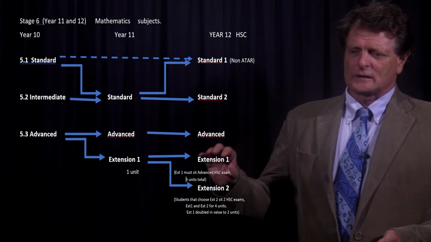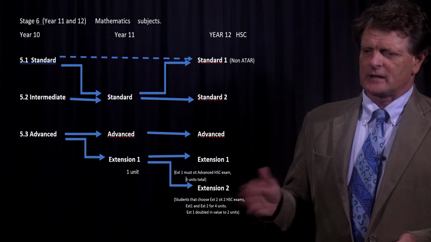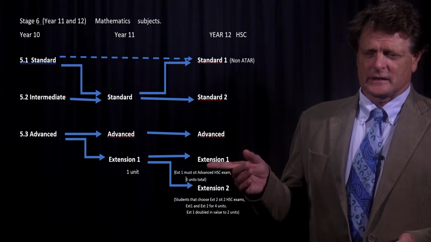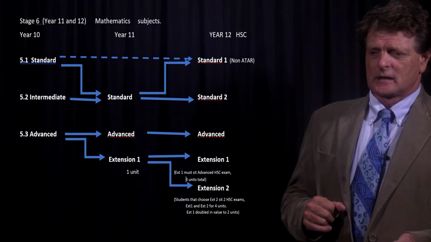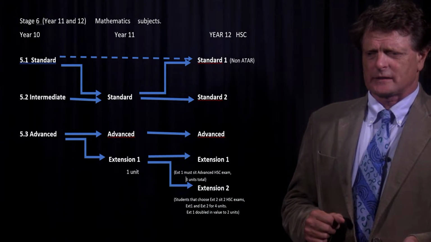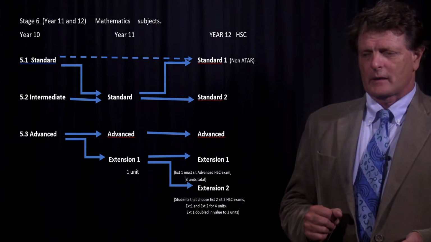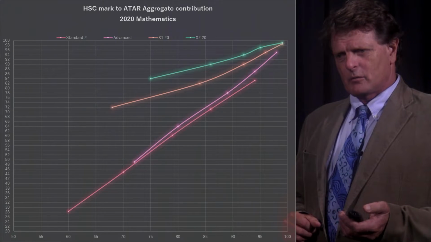The Extension 1 course is always only 1 unit of content. So there's a real benefit there for the Extension 2 students in that they get 2 units, paid for 2 units in Extension 1, and Extension 1 is scaled very well. Extension 2 is the best scaled subject available in the New South Wales HSC. Why would you work that hard?